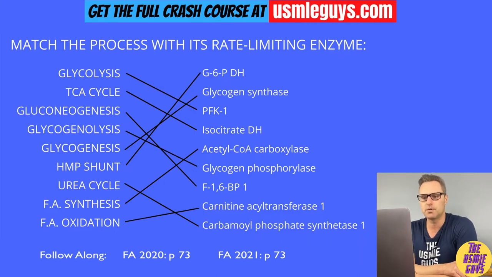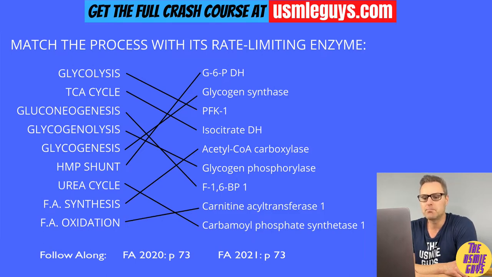Otherwise, let's start at the top here with glycolysis. This is, of course, regulated by PFK1. And don't forget our activators and our inhibitors. Remember, both AMP and fructose 2,6-bisphosphate will activate this, while ATP and citrate will inhibit it. Now, gluconeogenesis is regulated by fructose 1,6-bisphosphatase 1 and is inhibited by the presence of either AMP or fructose 2,6-bisphosphate. The TCA cycle is, of course, regulated by isocitrate dehydrogenase. It is activated by ADP and inhibited by both ATP and NADH.